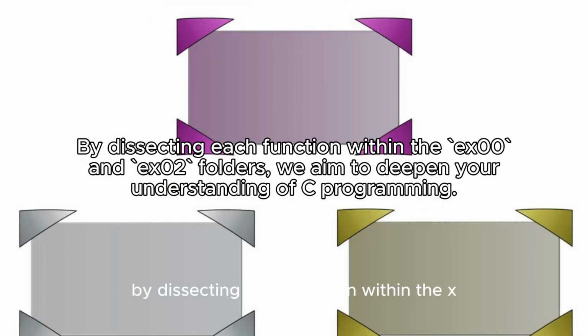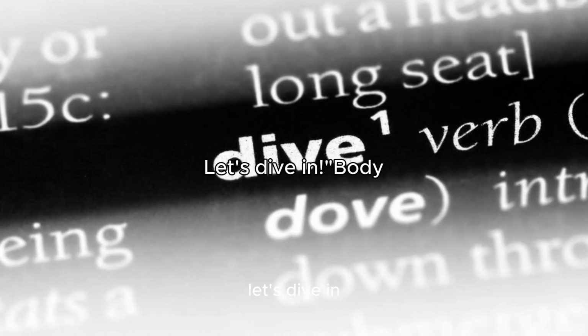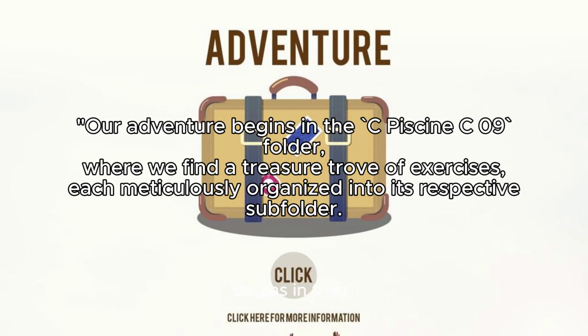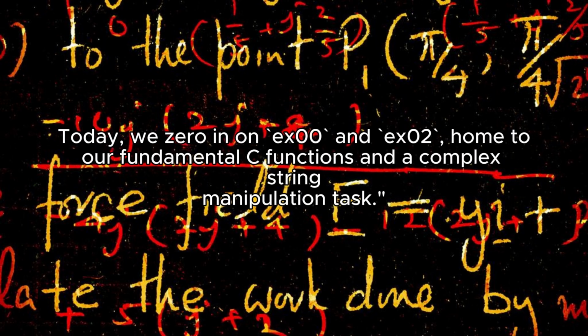By dissecting each function within the XO and XO2 folders, we aim to deepen your understanding of C programming. Let's dive in. Our adventure begins in the Piscine C09 folder, where we find a treasure trove of exercises, each meticulously organized into its respective subfolder. Today, we zero in on XO and XO2, home to our fundamental C functions and a complex string manipulation task.